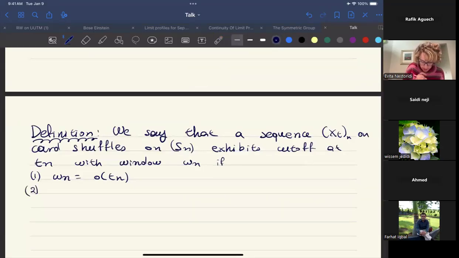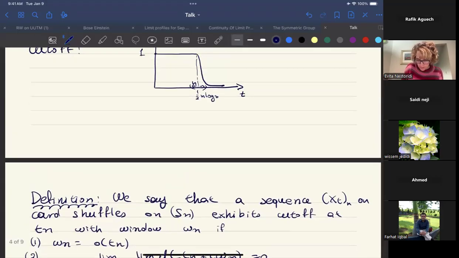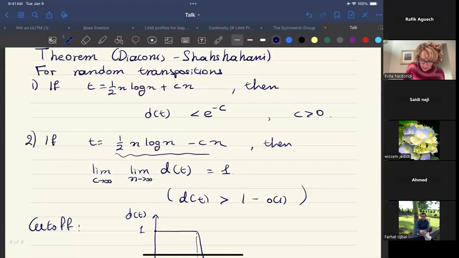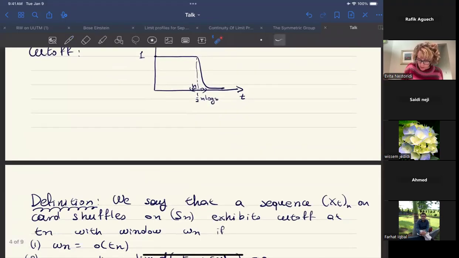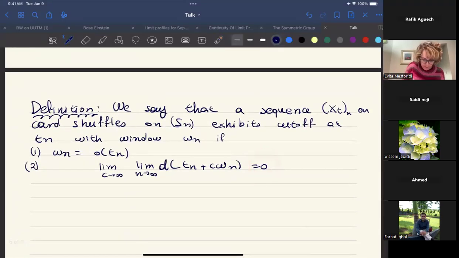2. If we take the total variation distance at time Tn plus c Wn, and we send n to infinity, and then c to infinity, this will give you 0. So let's go back to the theorem and see. That is this leg of the theorem that says send n to infinity, nothing changes, but then send c to infinity as well, then this goes to 0, then the limit will be 0.